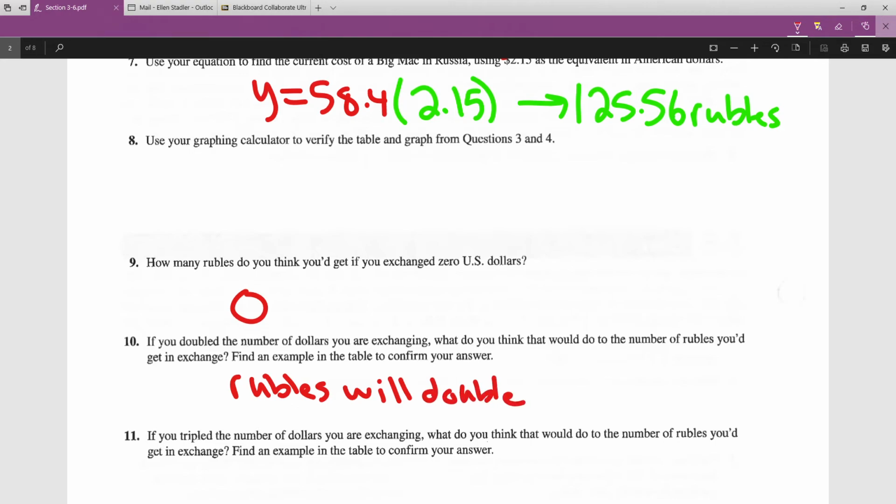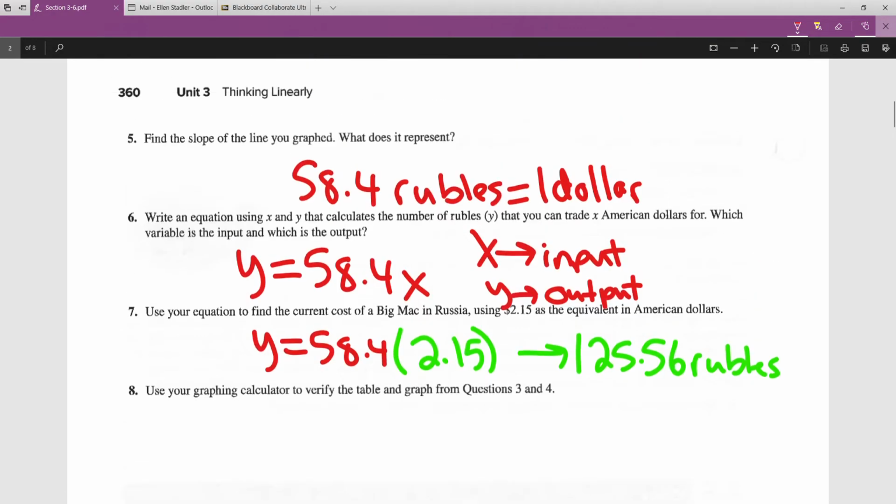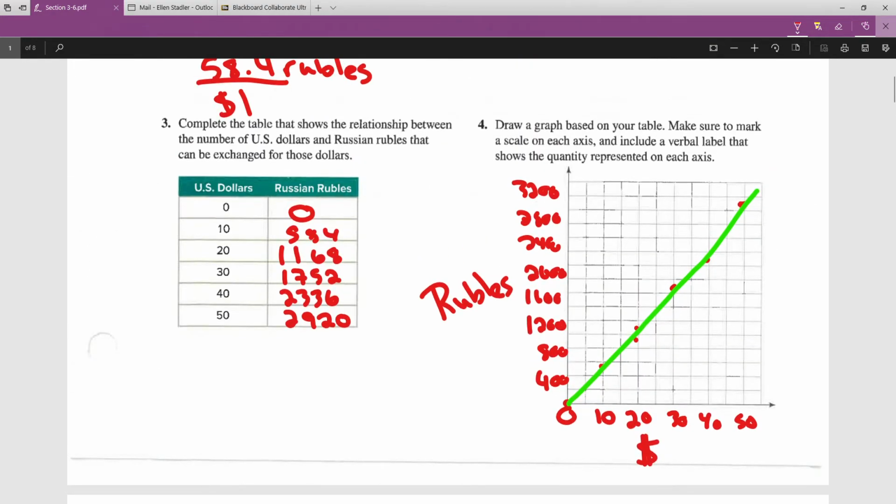Let's go back to our table for a second and verify that. So in the table, when I went from 10 to 20, that's doubling. In US dollars, I went from 584 to 1,168. What's 584? And you double it, times 2, 1,168. So these are also indeed doubled.